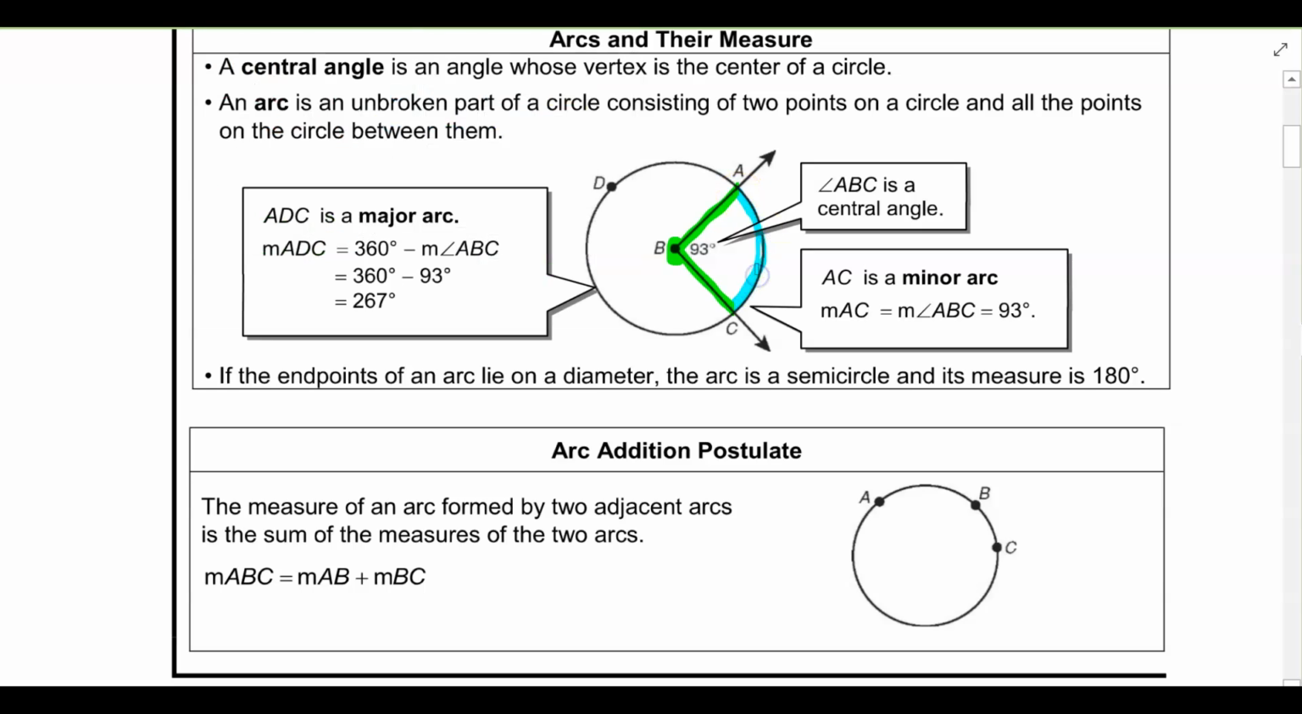In this case, this is going to be the minor arc of the circle because it's less than half of the circle. It's less than 180 degrees. While this is the minor arc, more than 180 degrees is the major arc, okay?